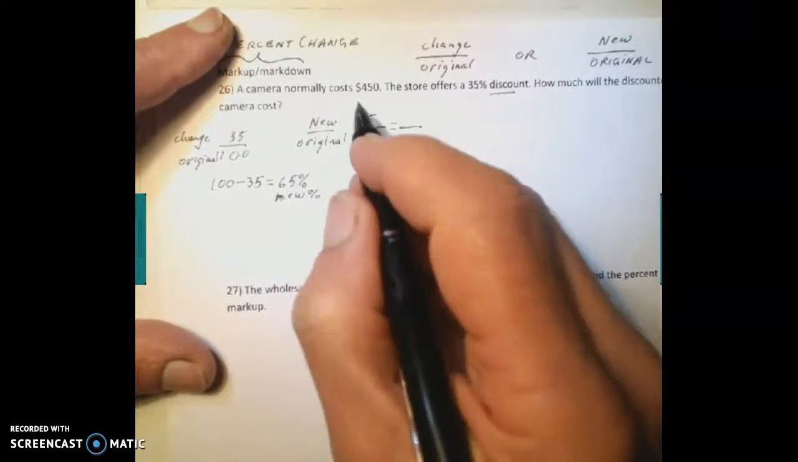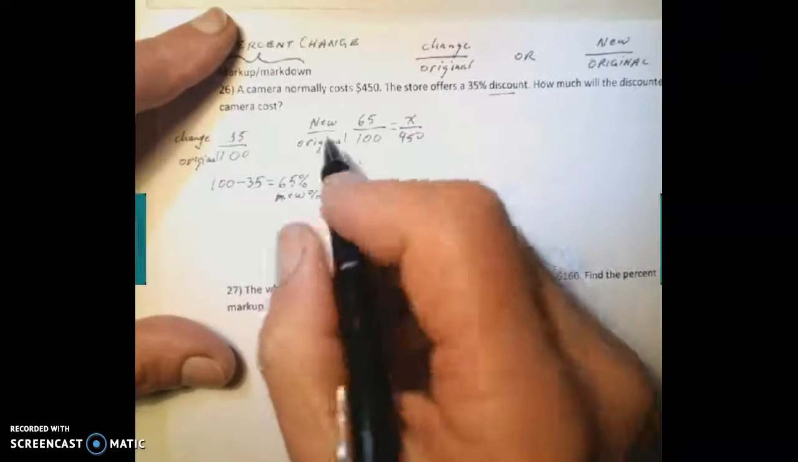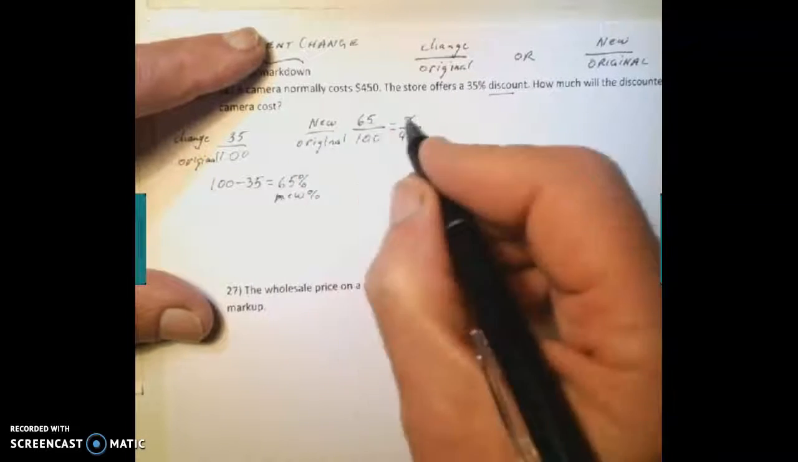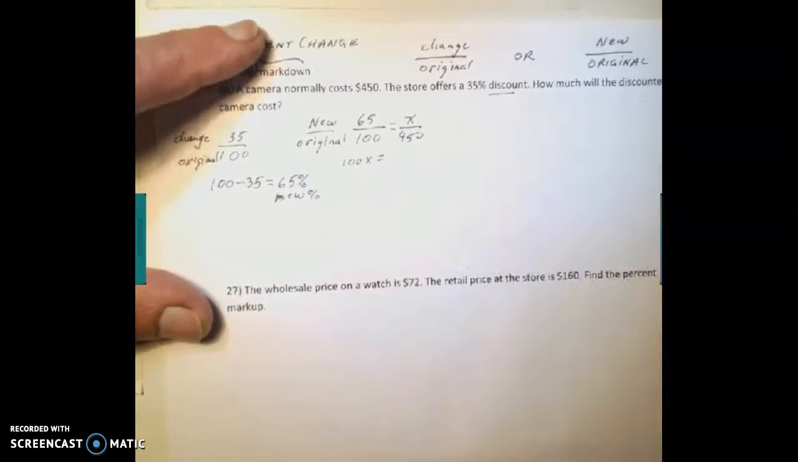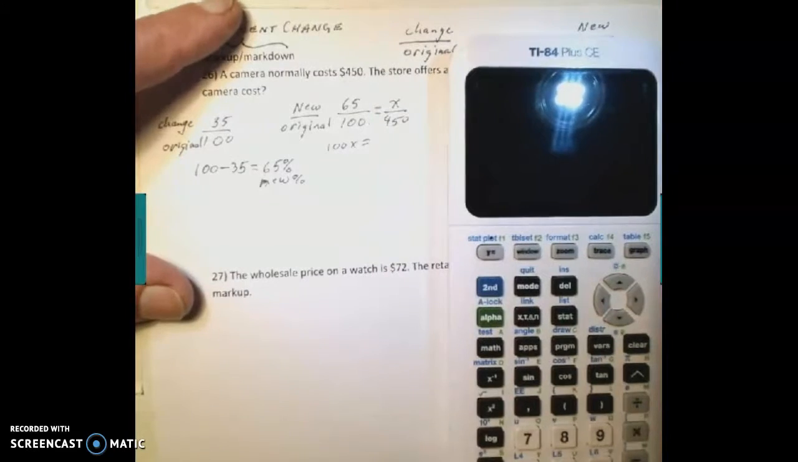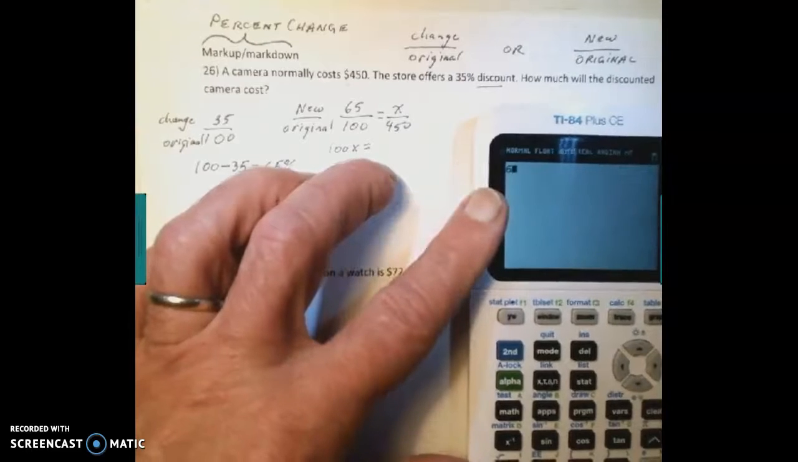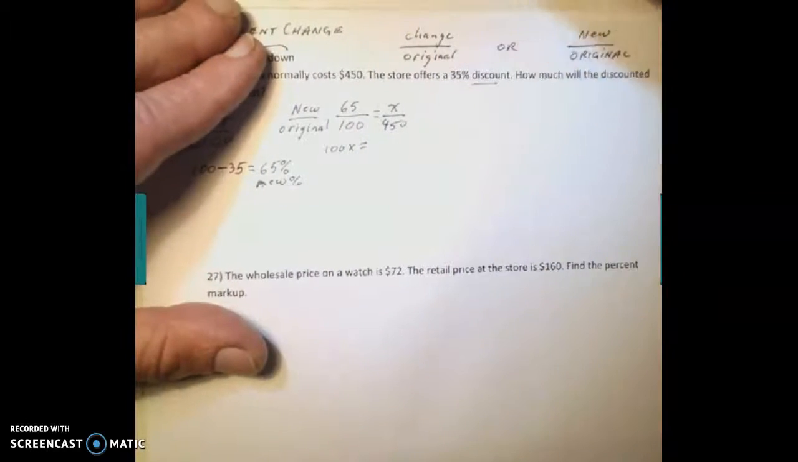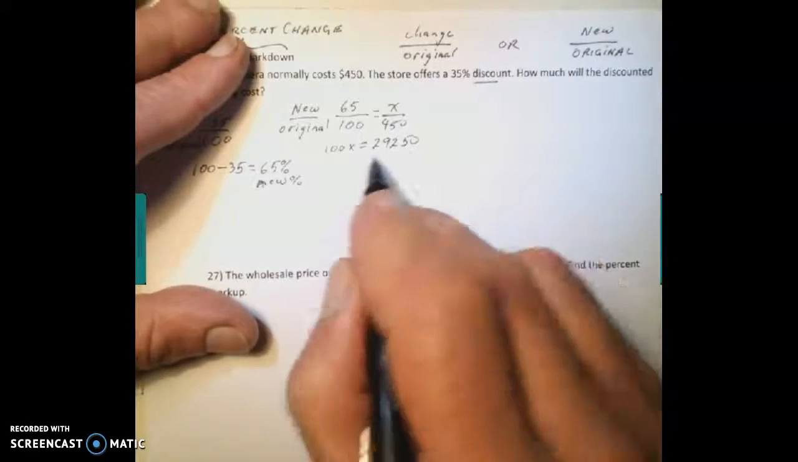The original cost they gave us, $450. We're looking for the new cost. This will give us the new cost because it's going to be the same on both sides. So cross multiply. You get 100x equals 65 times 450. Calculator time. 29250. And again, this is our equation.